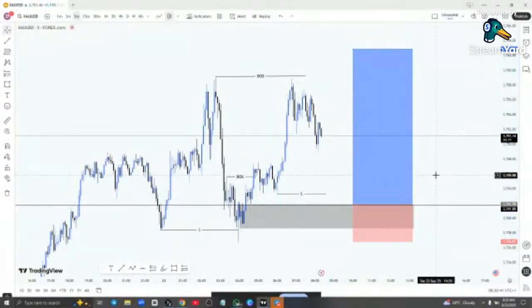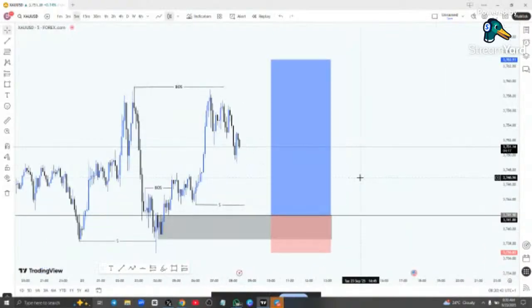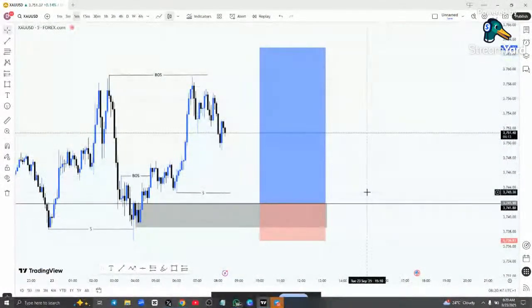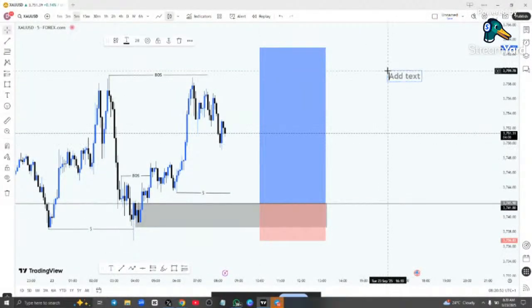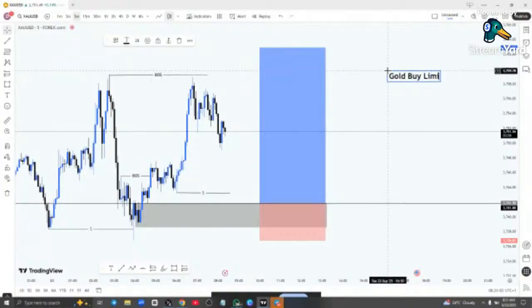Then I also had a missed opportunity. I didn't take it. I was not on the chart. So pretty much if I was active, I would have got a buy on gold yesterday. So let's see how this one is going to play out today. So it's the gold buy limit. It has an internal break of structure, so no need to panic or stay without taking the trade. If it does not go well, we'll take the loss and we'll move on.